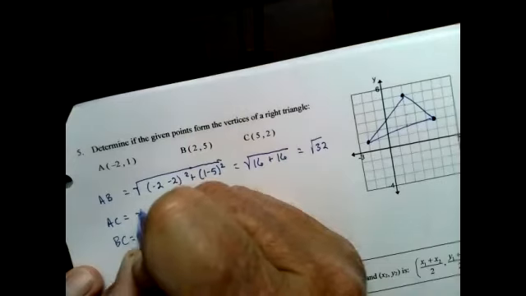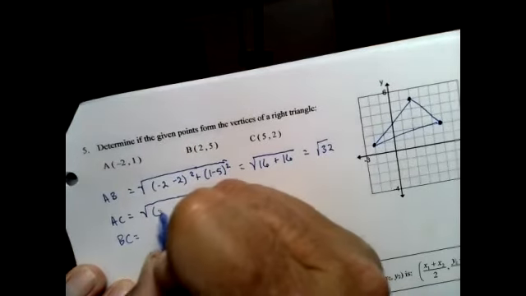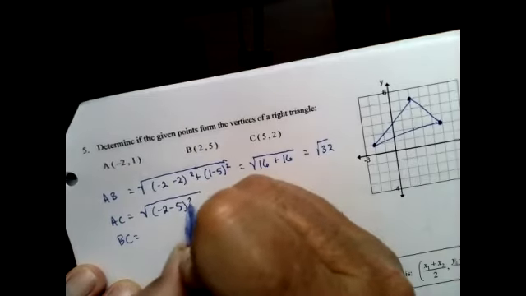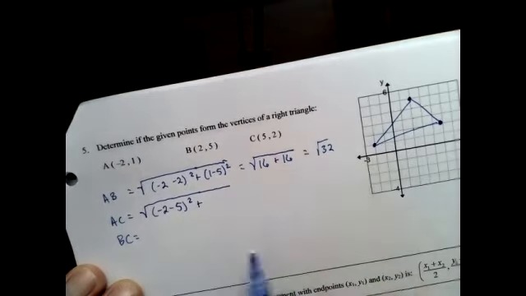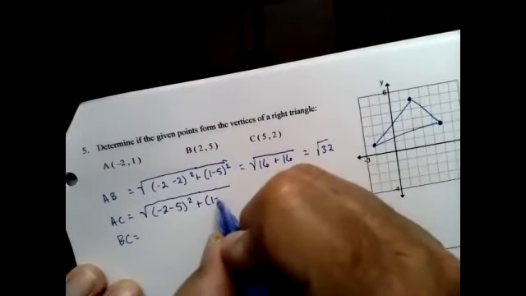AC, the square root of -2 minus 5 squared plus 1 minus 2.